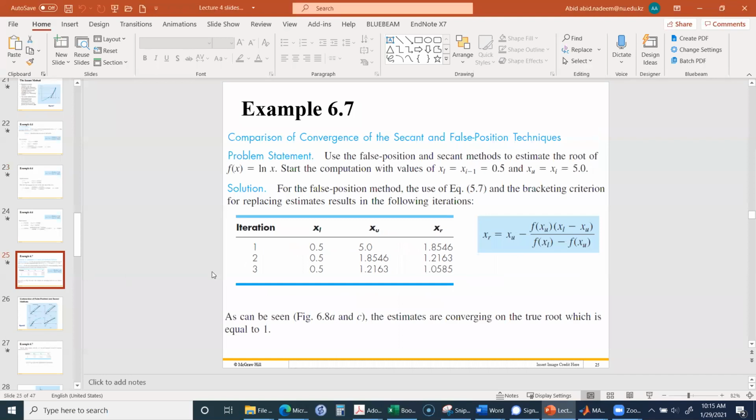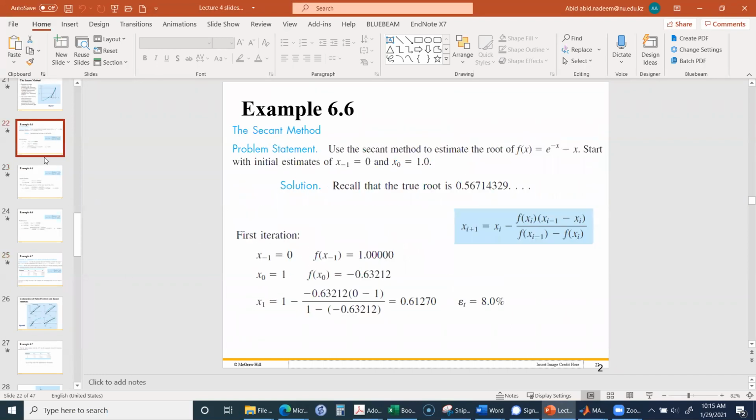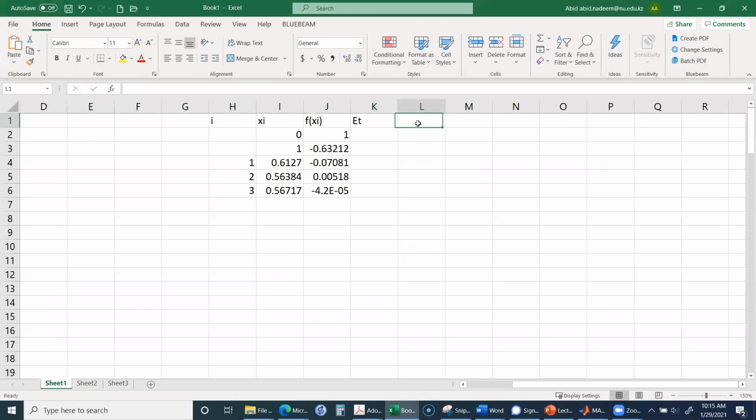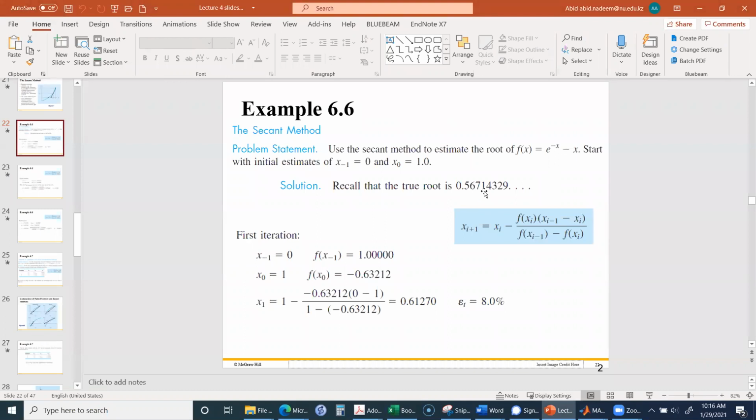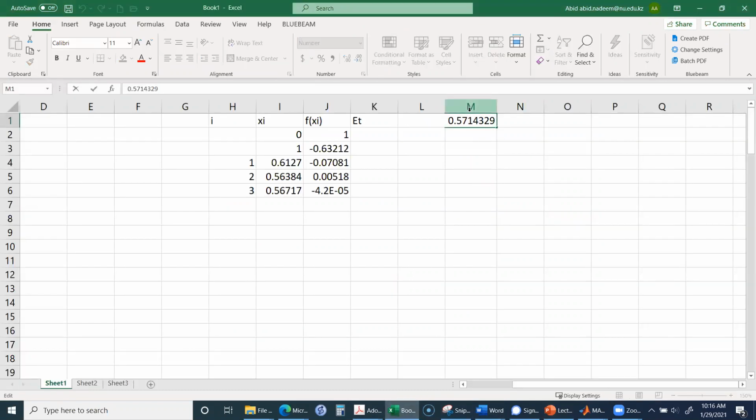The true value was 0.56714329. Okay, 0.56714. Yeah, here.